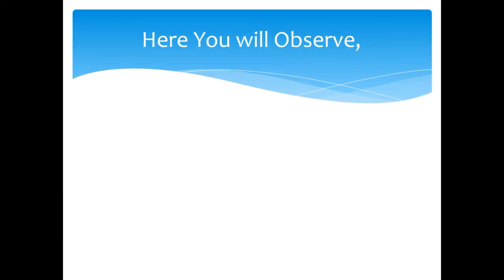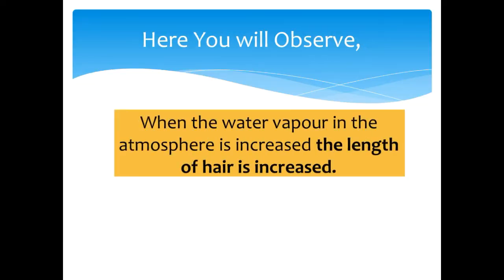So here you will observe that when water vapor in the atmosphere is increased, the length of hair is increased. Similarly, when the water vapor in the atmosphere is decreased, the length of the hair is decreased. So we can use this simple hygrometer to measure the humidity in our atmosphere.